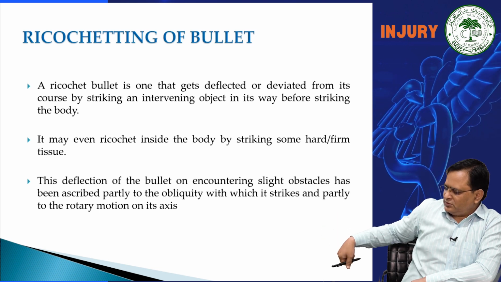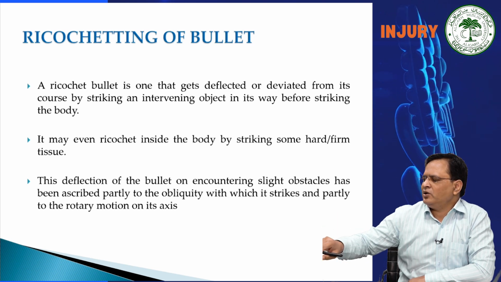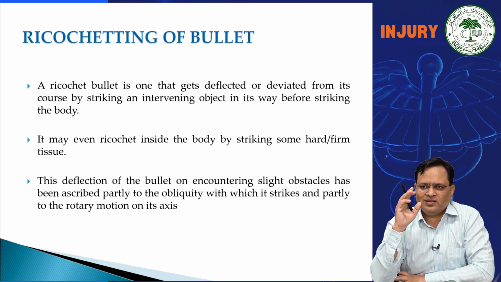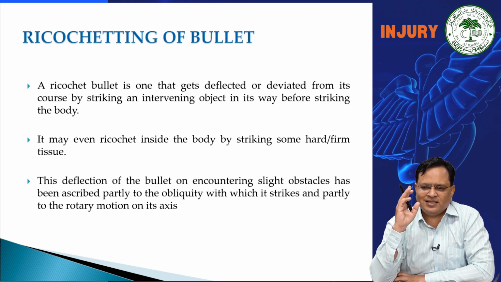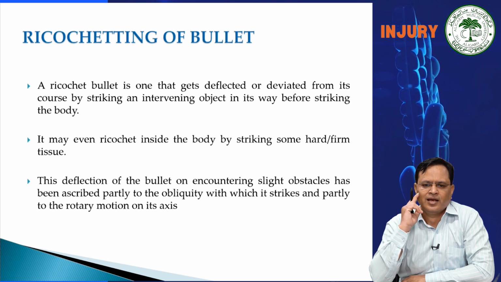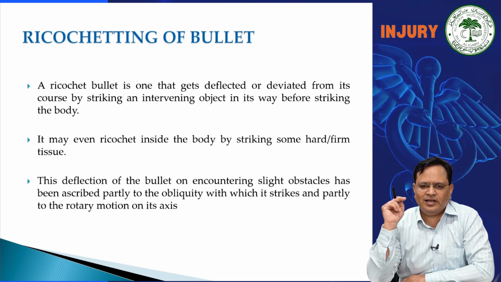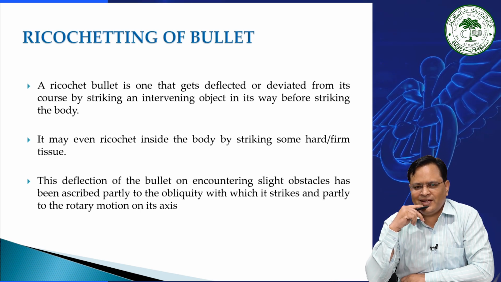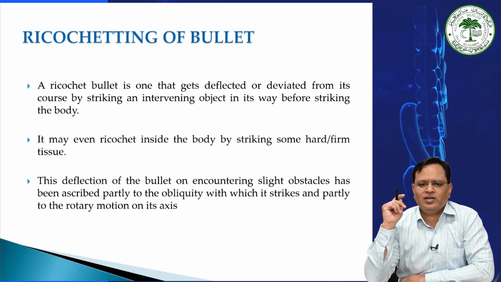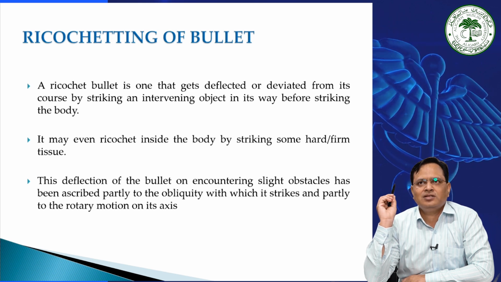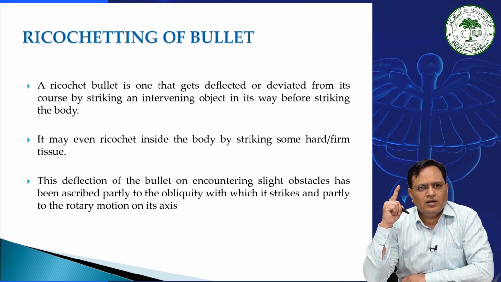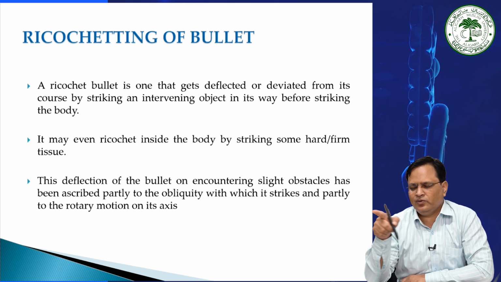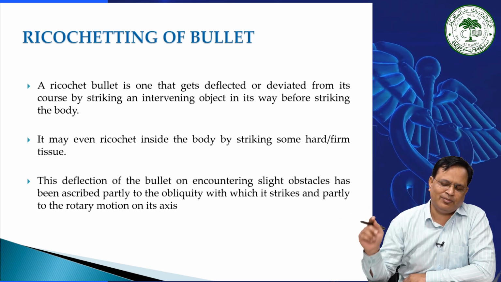It may come in this direction. It may go in another direction. It depends upon the surface it strikes, its hardness and its angulation. A ricochet bullet is one that gets deflected or deviated from its course by striking an intervening object in its way before striking the body. Sometimes a bullet is fired in the air or somewhere else, it strikes a pillar and goes and hits somebody else.